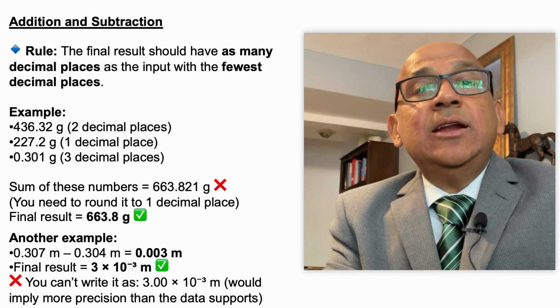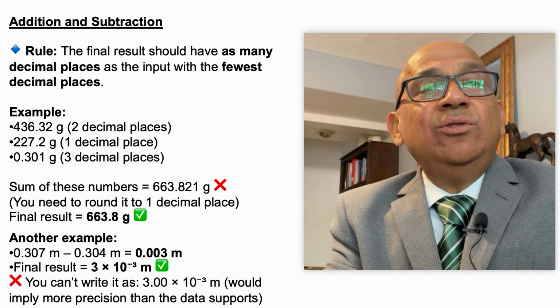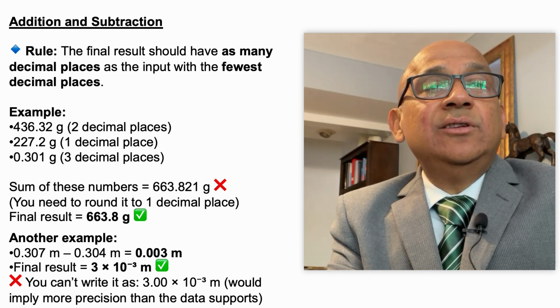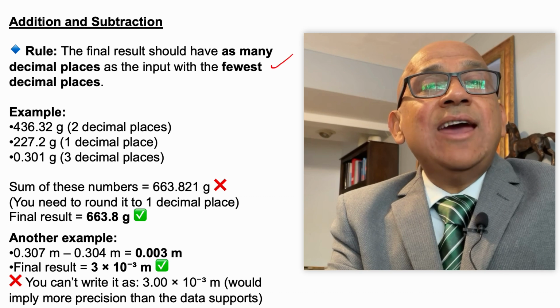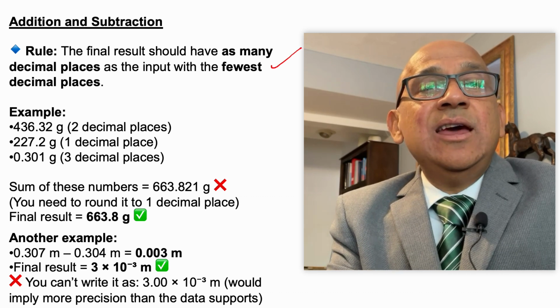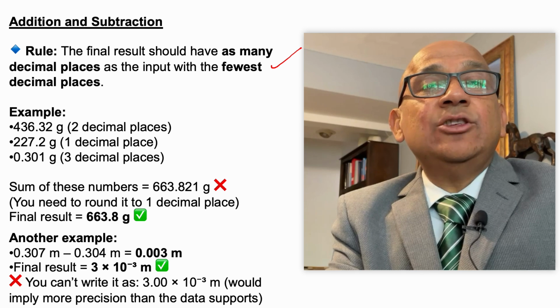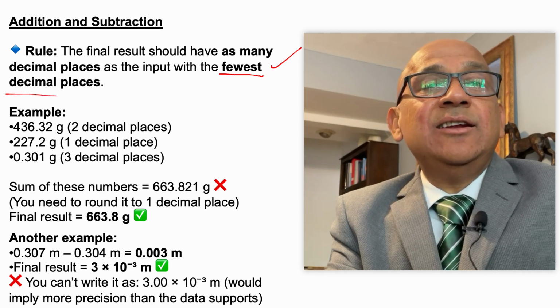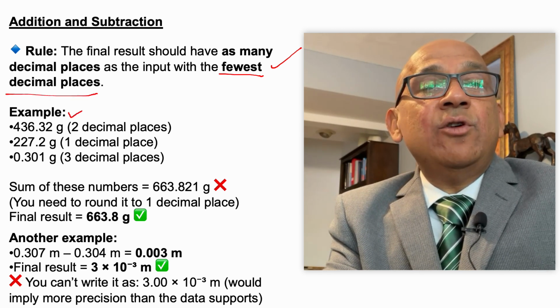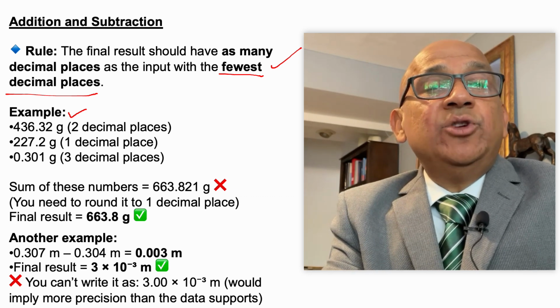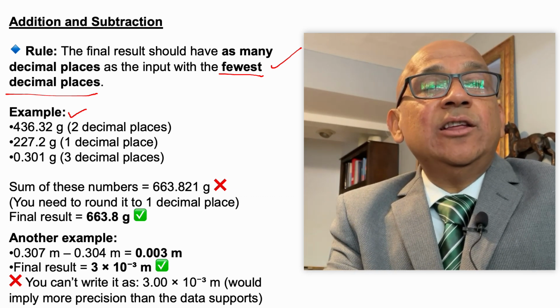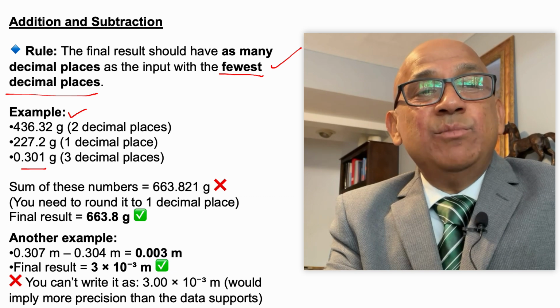Now, coming to addition and subtraction. In the case of addition and subtraction, the rule is the final result should have as many decimal places as the input with the fewest decimal places. We will understand this rule again with the following example. Suppose you have 3 numbers. First one is 436.32 gram, second is 227.2 gram, and the third one is 0.301 gram. And you are asked to sum all these numbers.